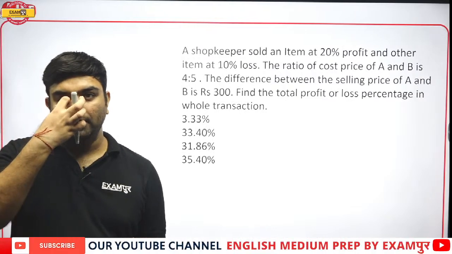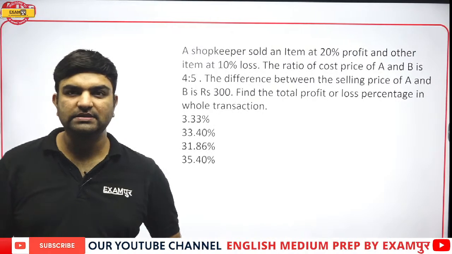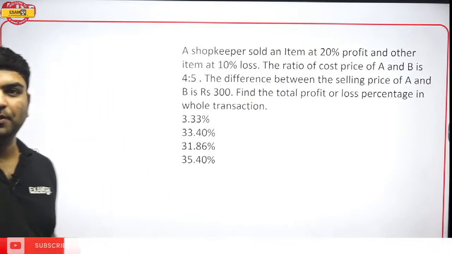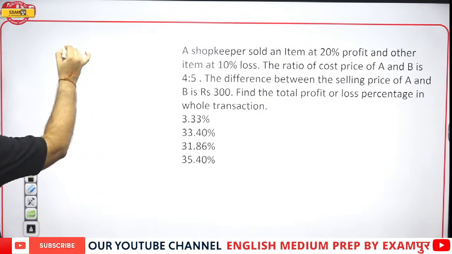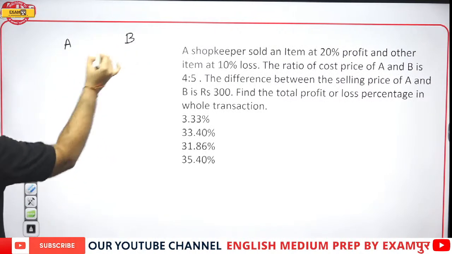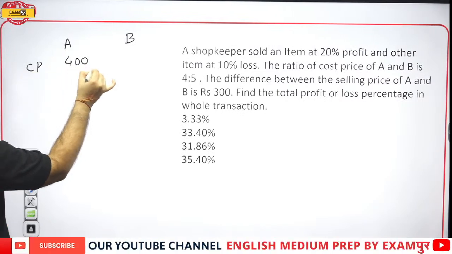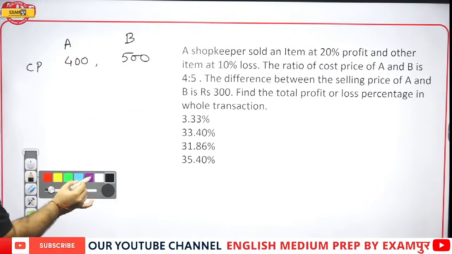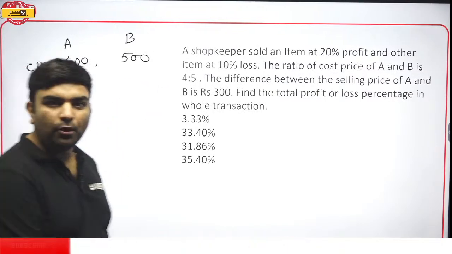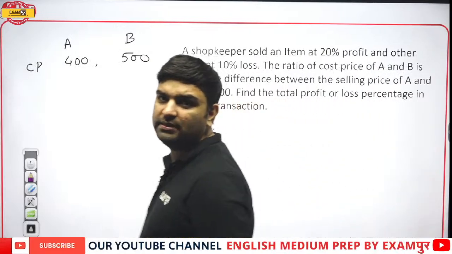A shopkeeper sold an item at 20% profit and another at 10% loss. The ratio of the cost price of A and B is given as 4:5. I am assuming 400, 500. Any problem to anyone, guys, in doing this? We can do it here.